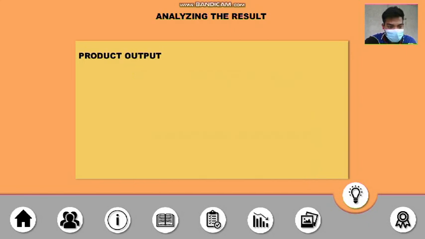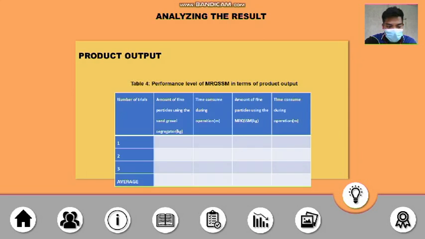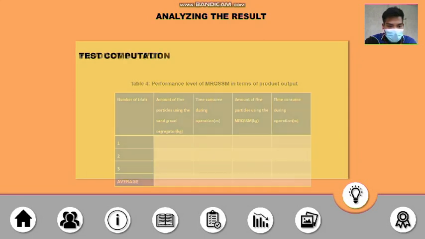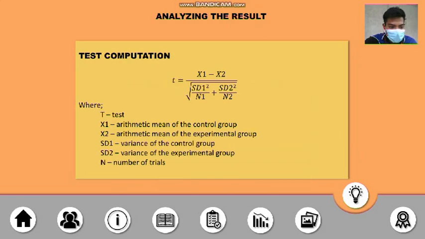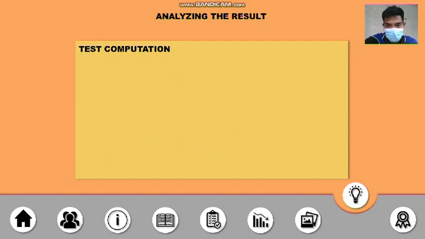Product output. Presents the comparison of performance level in terms of product output between the sand gravel segregator and the modified quartz sand sieving machine. Computation for the difference between the sand gravel segregator and the modified quartz sand sieving machine.